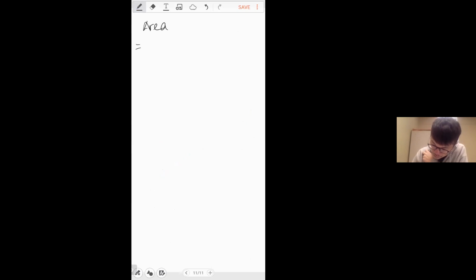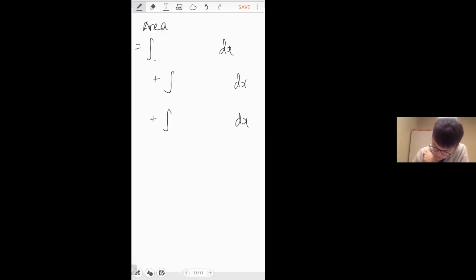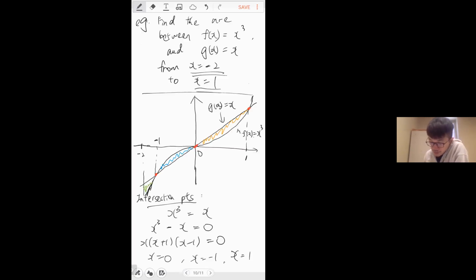So for the area, I have 3 integrals. The first one goes from -2 to -1. The second goes from -1 to 0. The last one goes from 0 to 1. Now for -2 to -1, what do I put inside the integral? So which one minus which one?